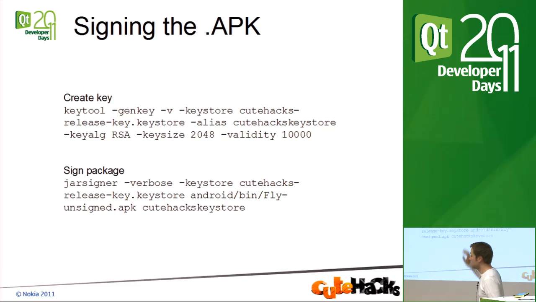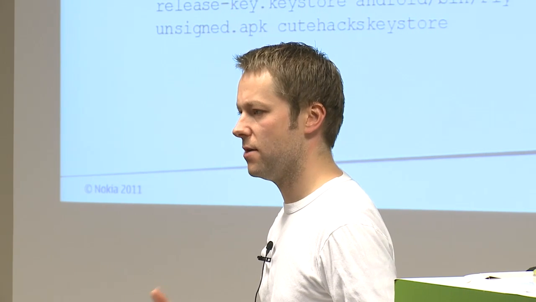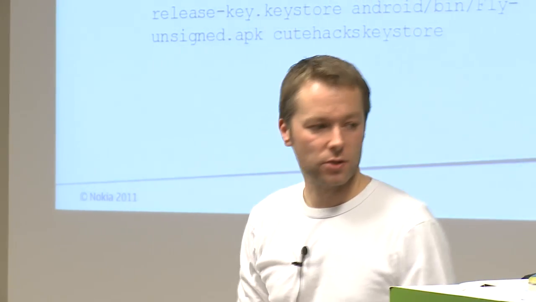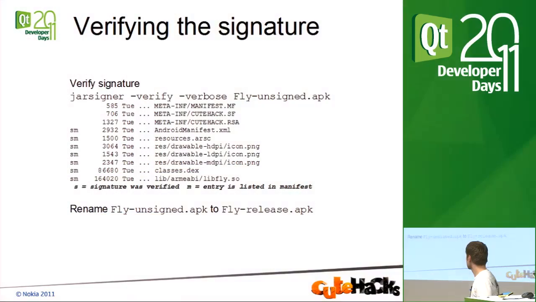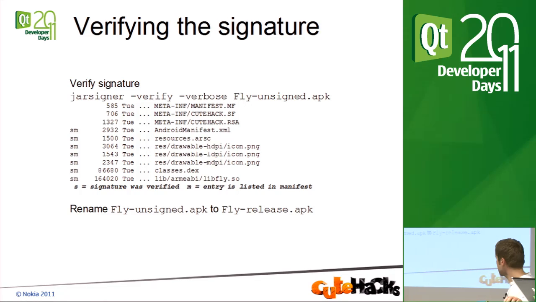But you create a key. This means it's valid for 10,000 days. Why not? You actually have to have a key which is valid for, I think, until 2030 or something. Then you sign the package. To verify that it's been signed, you can do verify. And here you see what the actual files are. And it says SM on these. That means they're signed and in the manifest. And it does it in place, so you should rename the file.